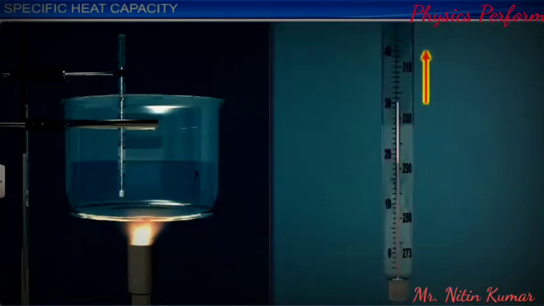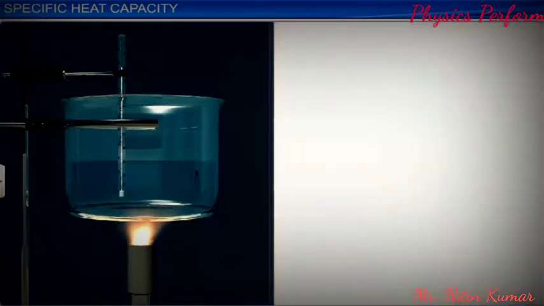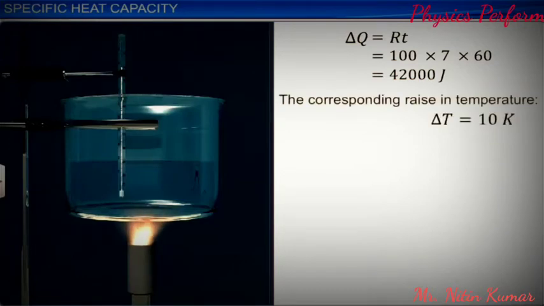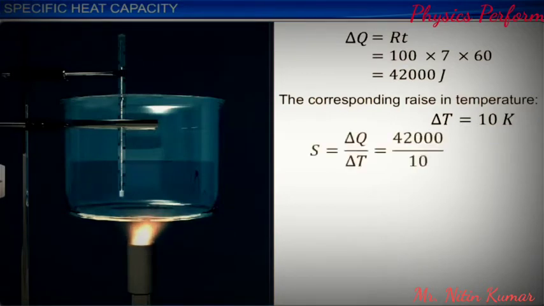In the experiment shown earlier, heat absorbed by the given quantity of water in 7 minutes can be expressed as delta Q equals Rt. Substituting the values of R and t, we get delta Q equals 42,000 joules. The corresponding rise in temperature, delta T, is 10 Kelvin. Substituting the values of delta Q and delta T, the value of heat capacity S is 4,200 joules per Kelvin.